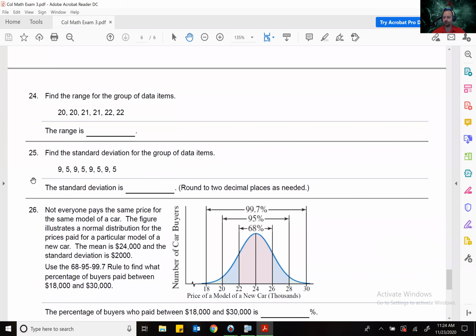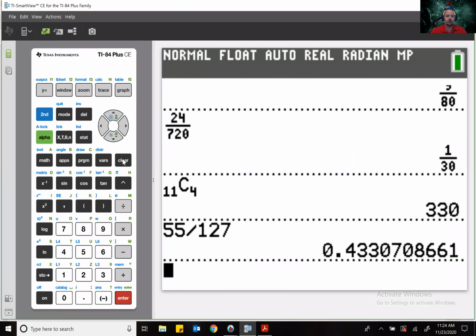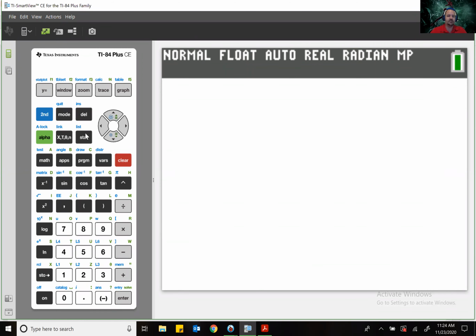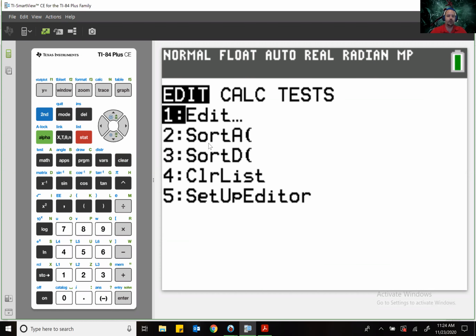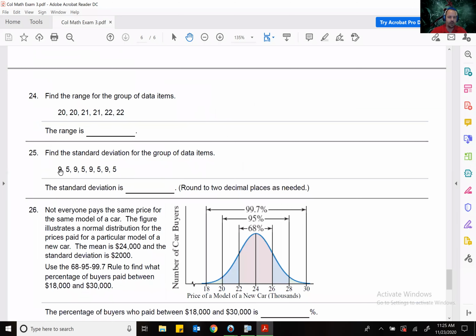Standard deviation. Let the calculator do this work for you because this is an entirely huge formula. Just let the calculator do the work. So you'll round to 2 decimal places. So in the calculator, you're going to go into stat. You're going to go and we're going to put our numbers in edit right here. So our numbers are 95, 95, 95, 95. So 4 9s, 4 5s.